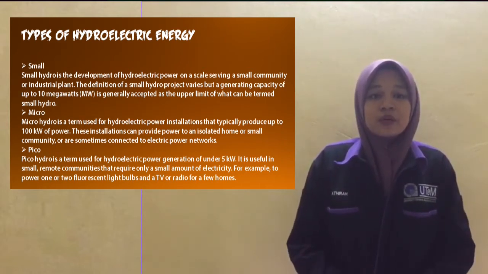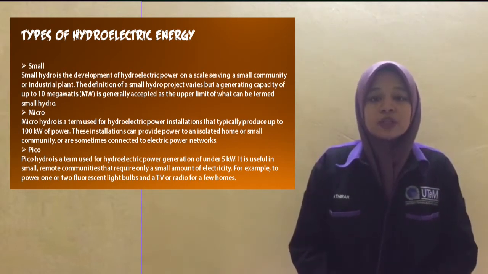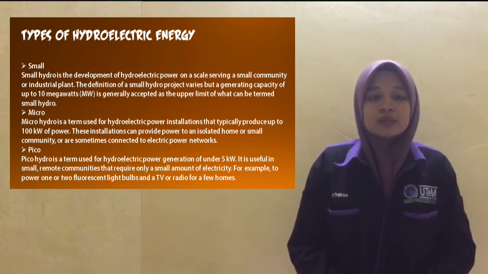Second is micro hydro. Micro hydro is a term used for hydroelectric power installations that typically produce up to 100 kilowatts of power. These installations can provide power to an isolated home or small community, or are sometimes connected to an electric power network. Lastly, pico.